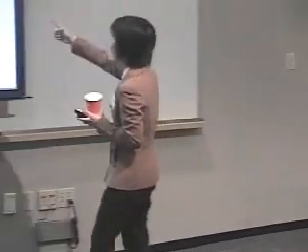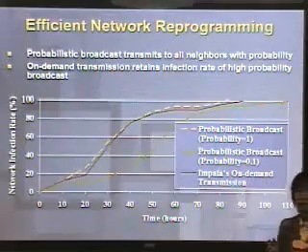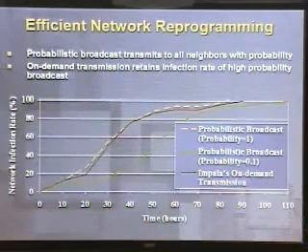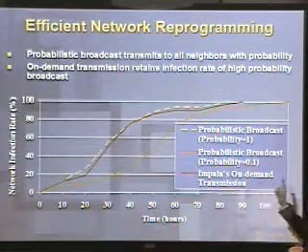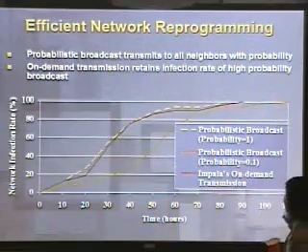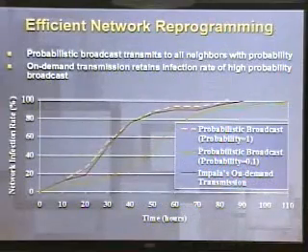So when the probability equals 1, the probabilistic broadcast represents the ideal case because it achieves the maximum reprogramming speed. This graph shows the time for one update to be infected throughout the entire network. As you can see, our on-demand transmission closely follows the ideal case and outperforms the probabilistic broadcast with lower probability. However, while achieving almost optimal performance, our strategy consumes much lower communication overhead.